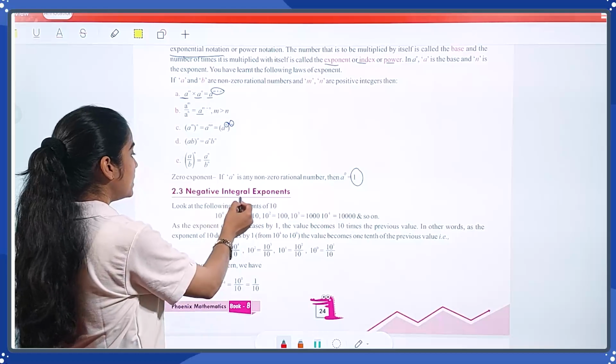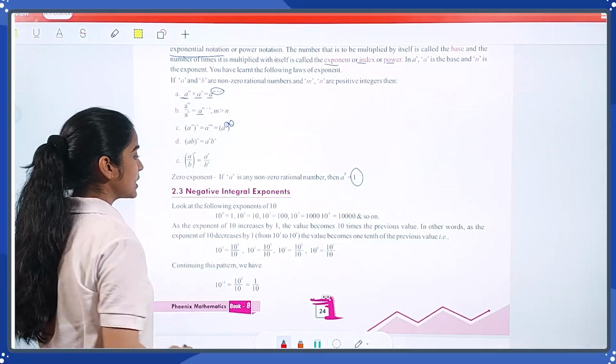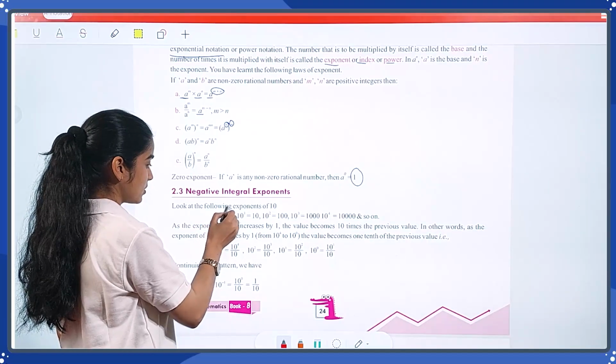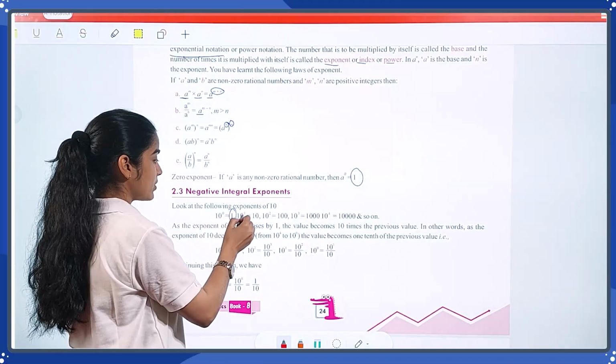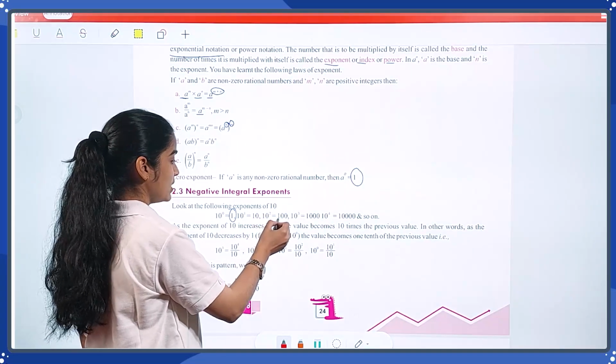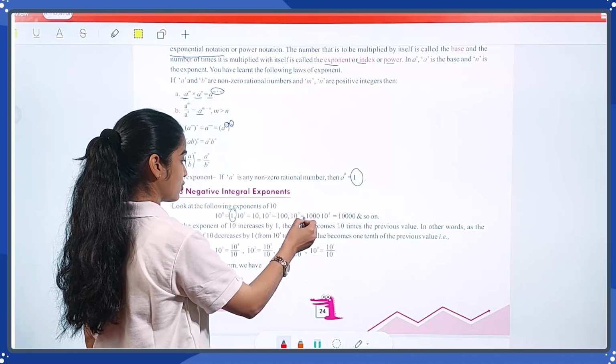Now, negative integral exponents. Look at the following exponents of 10. 10 to the power 0, 10 raised to power 0, which means 1. 10 raised to power 1, which is 10. 10 raised to power 2, which means 100. 10 raised to the power 3, which means 1000.